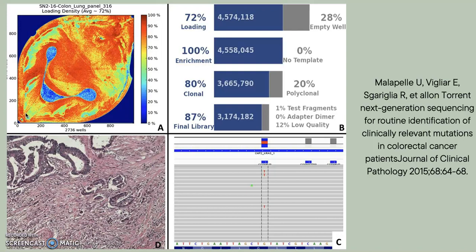So now that we've talked about what Ion Torrent sequencing is, I am going to show you 3 different figures from 3 different papers where researchers utilized Ion Torrent sequencing. This figure comes from a paper where researchers are using the Ion Torrent system for routine identification of clinically relevant mutations in colorectal cancer. The researchers wanted to compare Sanger sequencing to the Ion Torrent sequencing to test for colon and lung cancer mutants. And then they took their voltage data and translated it into graph data.